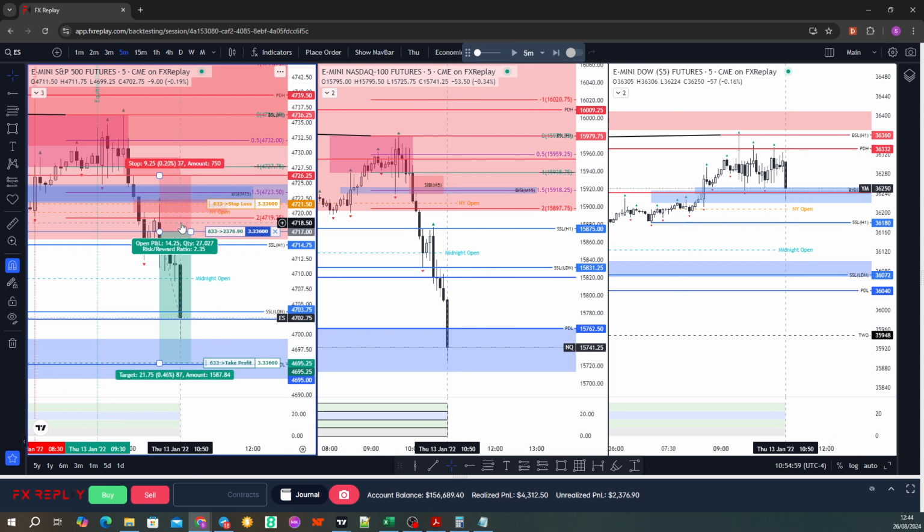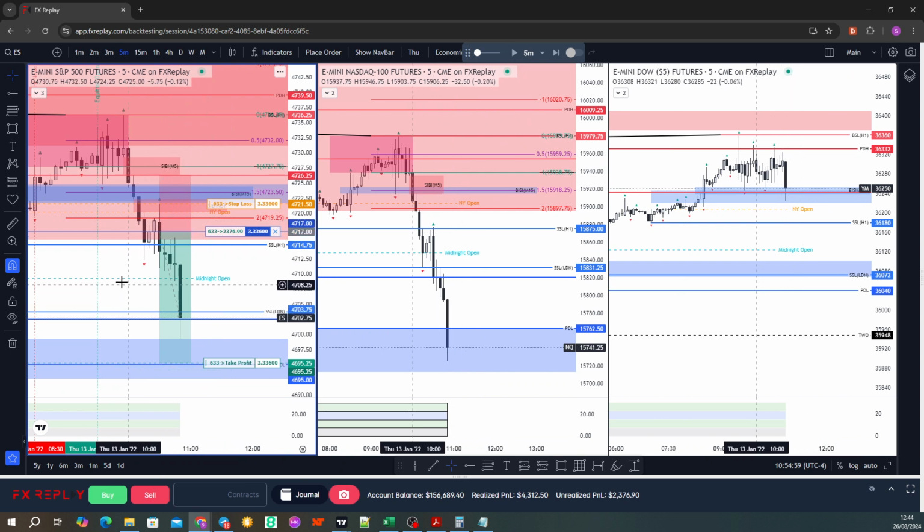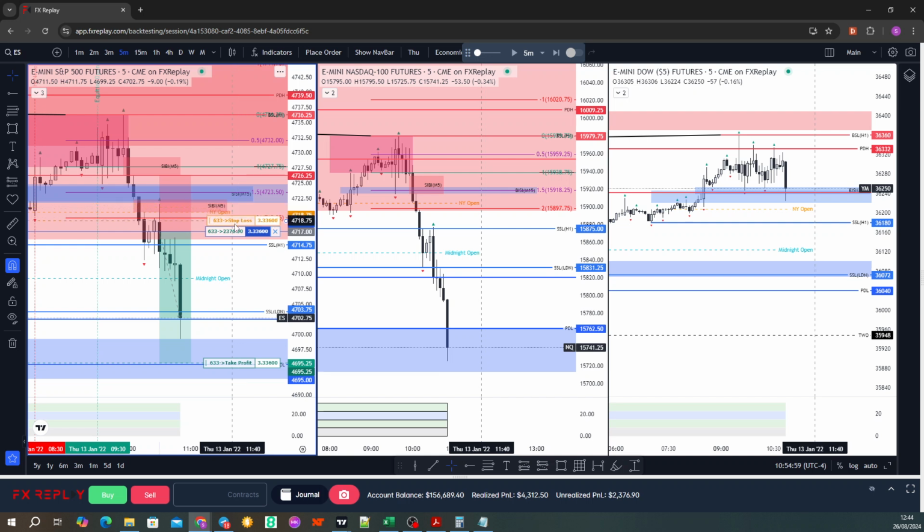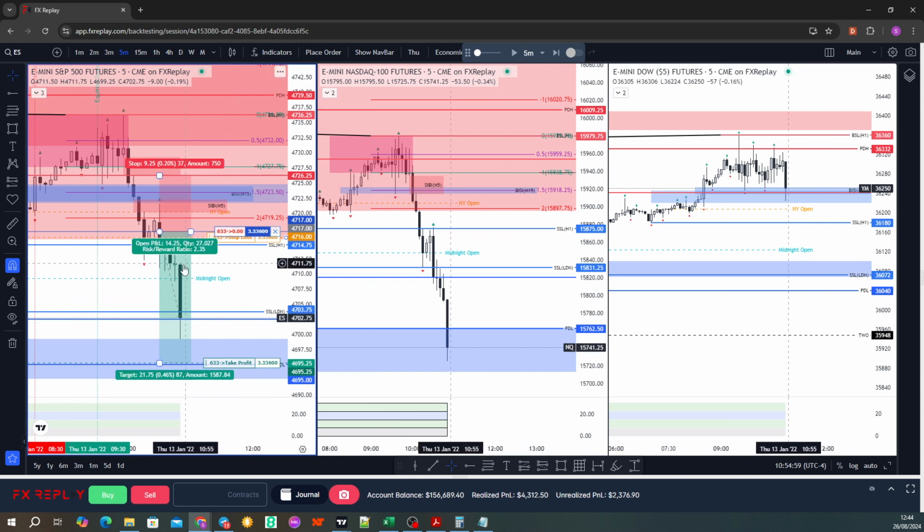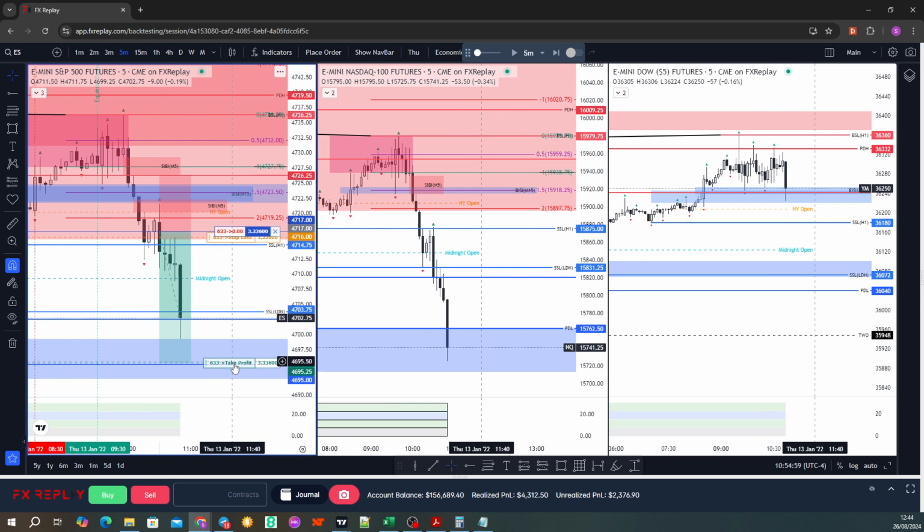Beautiful. So stop loss is going to go to that high. Okay, and NQ has displaced lower. Okay, and what we're going to do is just put this just a smidge below.